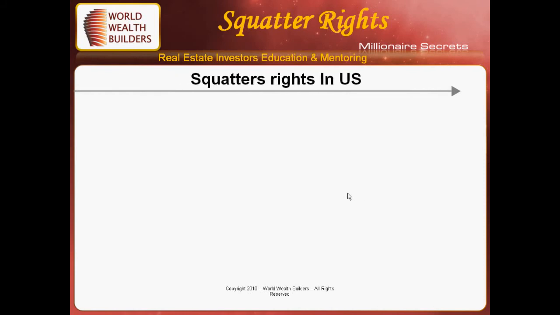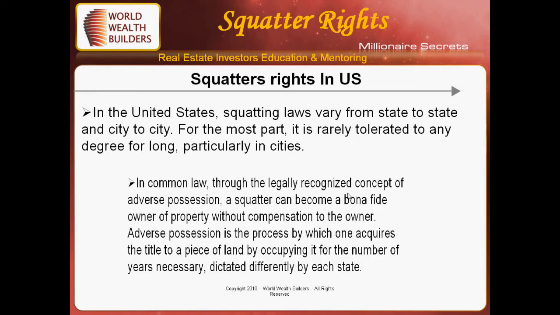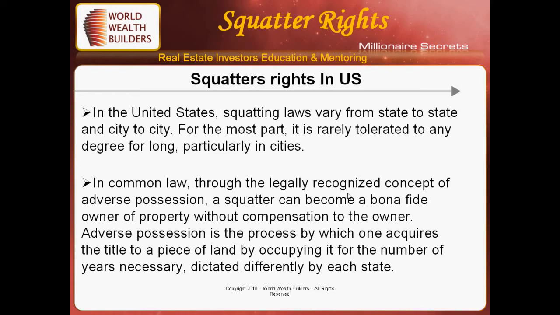Now, squatter rights in the US are a lot different than in Canada. In the US, squatter laws vary from state to state, from city to city. For the most part, squatting is not tolerated to any degree for long, especially in the larger cities. In common law, through the legally recognized concept of adverse possession, a squatter can become a bona fide owner of a property without compensation to the owner. Adverse possession is the process by which one acquires the title of a piece of property simply by occupying it for a number of years, dictated differently by each state in the US.